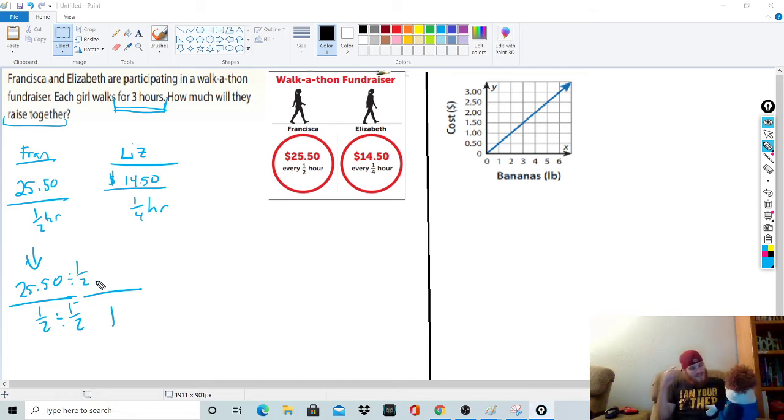Now, keep in mind, one of the most important skills you might need is knowing what half is as a decimal. And it's just 0.5. You're right. So I'm actually going to change this. I'm going to divide by 0.5, and that's going to tell me what goes here. So I'm going to do 0.5 into 25.50.